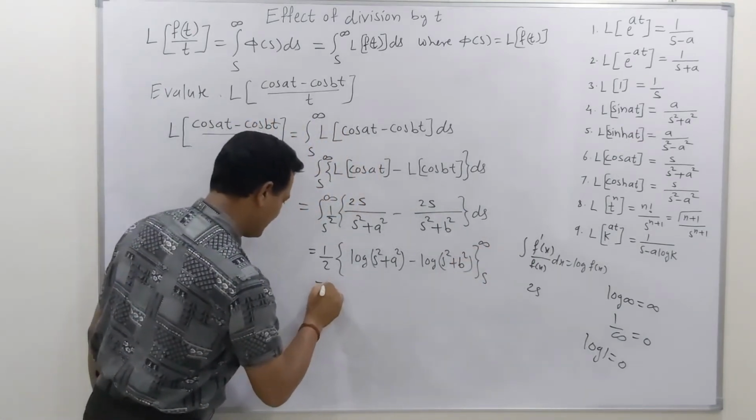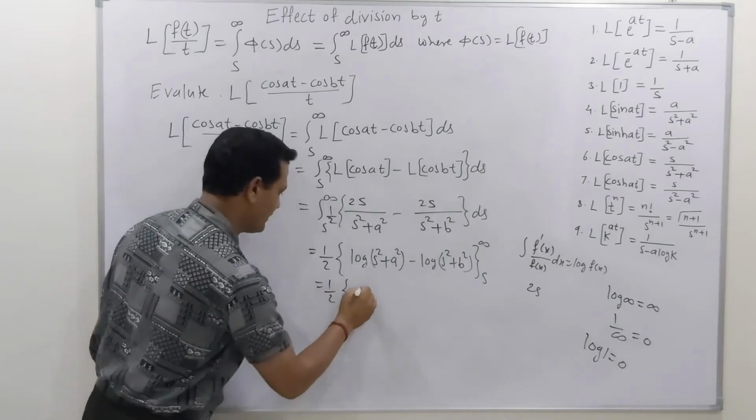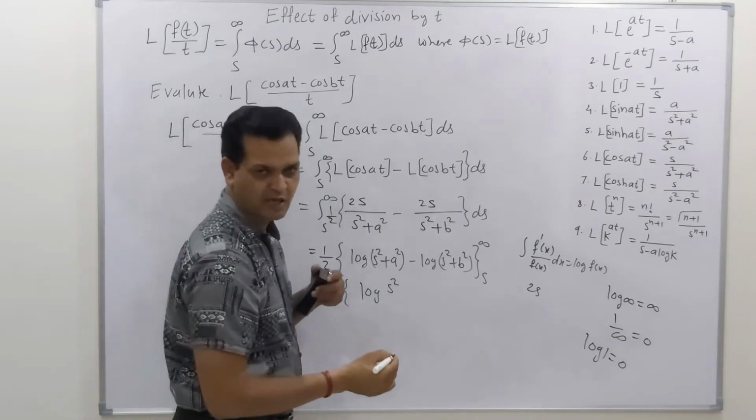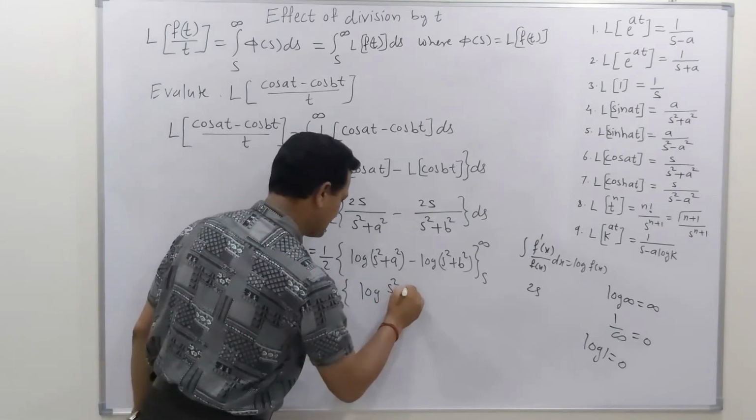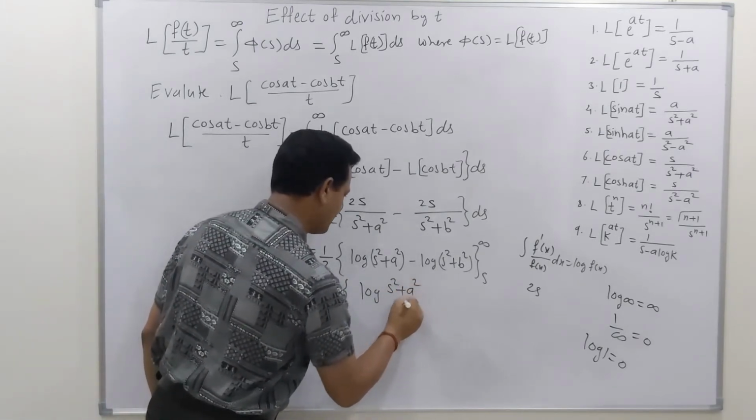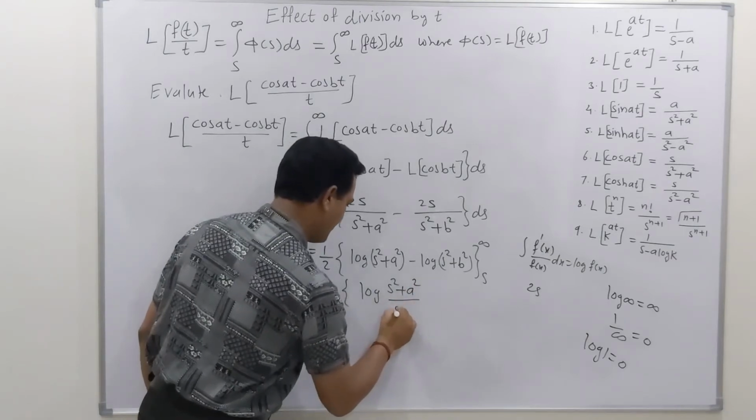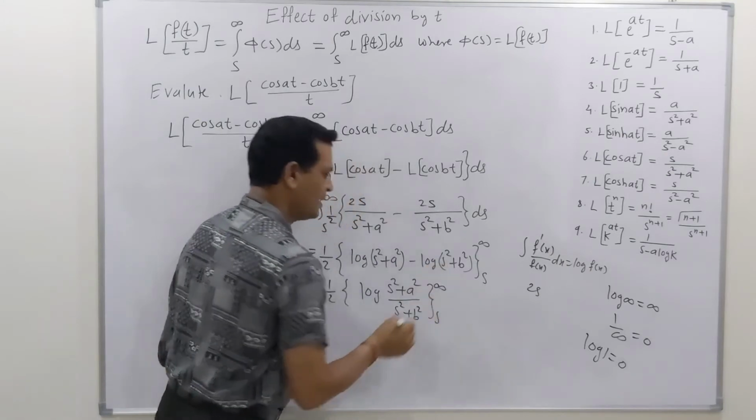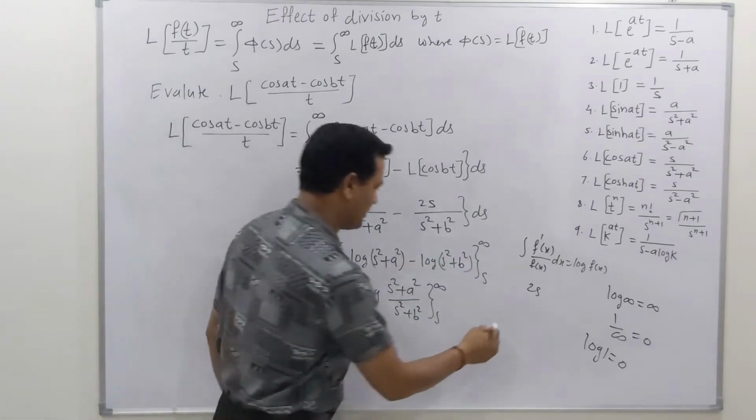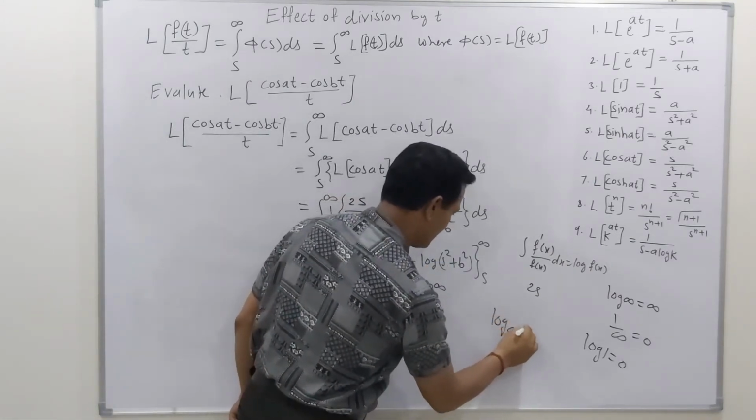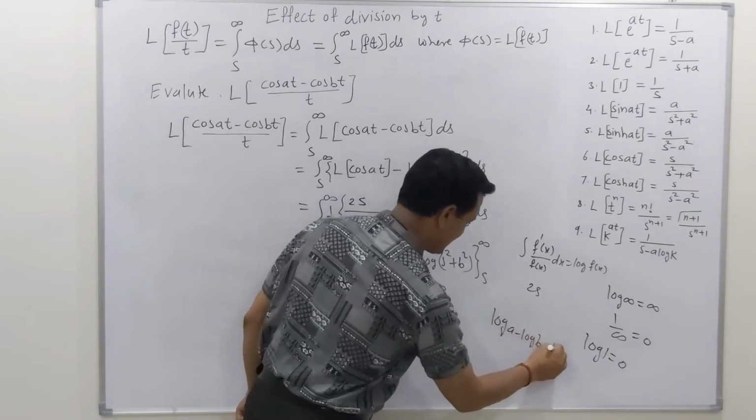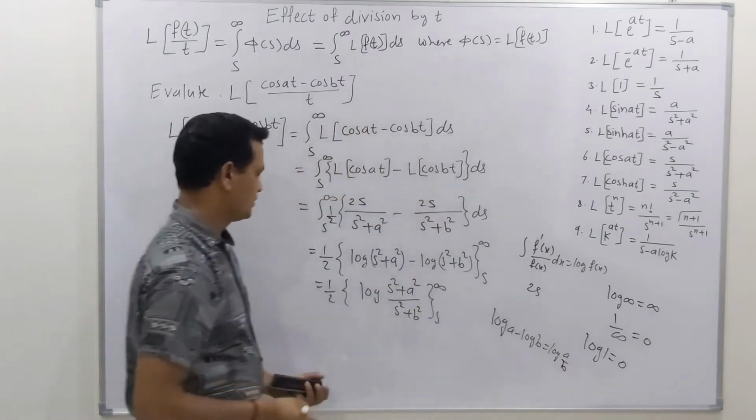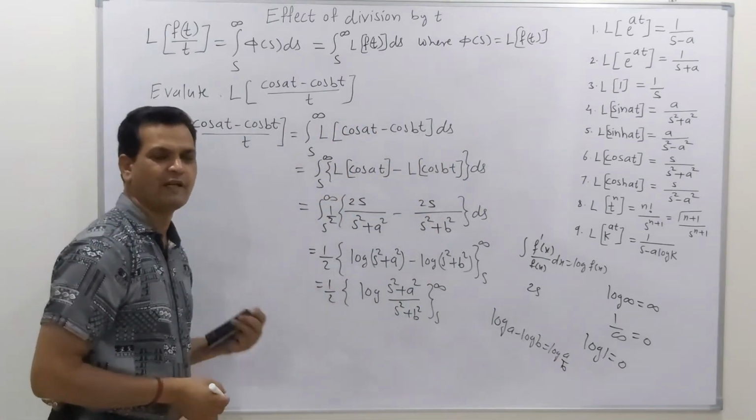Now the next step is 1 upon 2, and according to the logarithmic formula, log a minus log b, we can write this as log of s square plus a square upon s square plus b square with the limit s to infinity. This is because of the formula log a minus log b is equal to log of a upon b. So put the value of the upper limit and the lower limit.